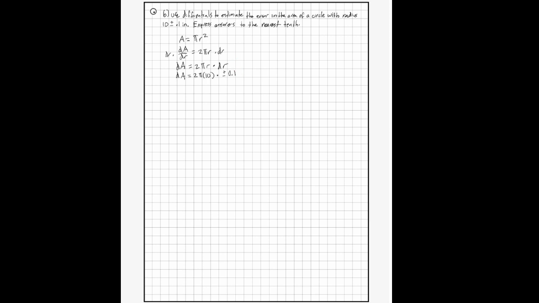right? So 2 times pi is about 6.3 if we're going to the 10th, and then that times 10 is about 62.8 if we're rounding to the 10th. 62.8, right? So dA is about, that's a rough about, 62.8 times plus or minus 0.1.